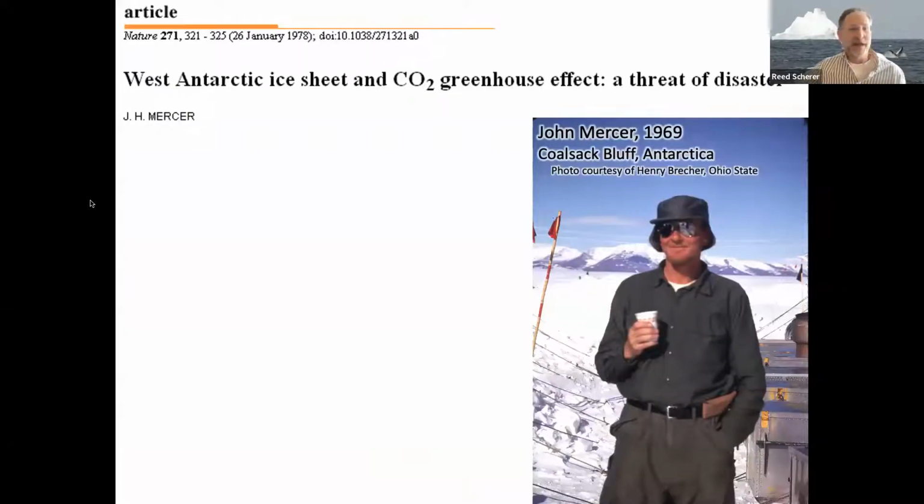But then this paper came out just a couple of months later. This paper by John Mercer blew my mind, because first of all, it's got a very attention-grabbing title: The West Antarctic Ice Sheet and the CO2 Greenhouse Effect, A Threat of Disaster.